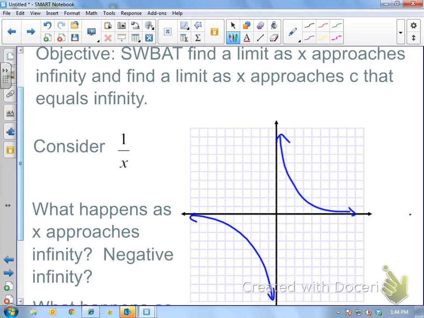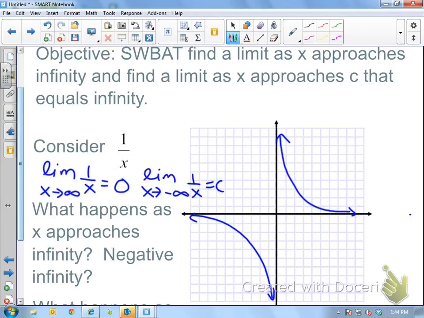So if I consider the limit as x approaches positive infinity of our function 1 over x, we get 0. What happens if I approach negative infinity? Still 0. Now that doesn't have to be the case. This is just a nice one because it also has some vertical asymptotes we can talk about.